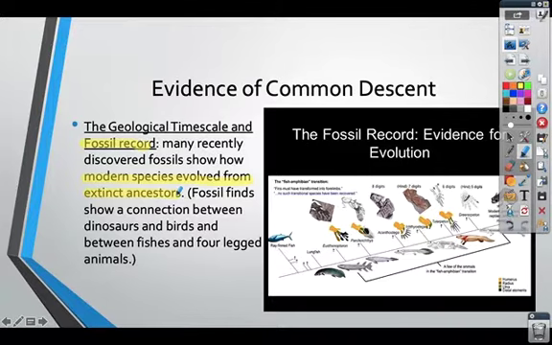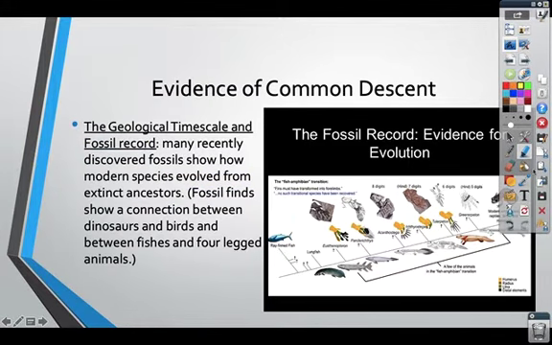And we can find connections between extinct dinosaurs and present-day birds through the fossil record. We can find connections between fish and organisms that are four-legged and lived on land, like amphibians, for example. So again, the fossil record shows us relationships between extinct organisms and those living today.